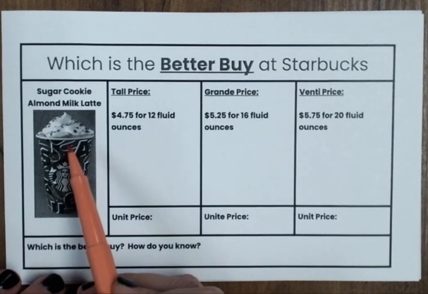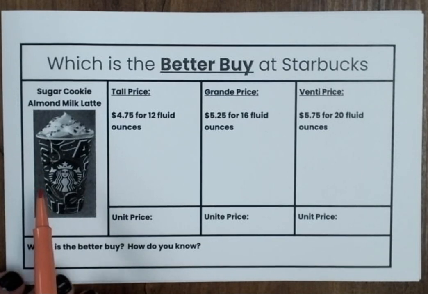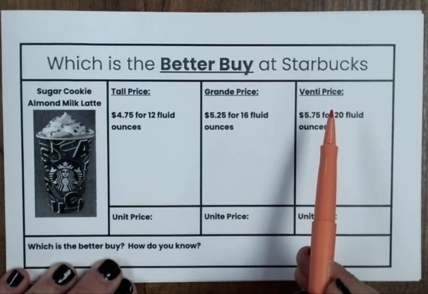At Starbucks. So we have one of our new holiday drinks here. It's a sugar cookie almond milk latte. And we want to know, what is the better buy for us? Is it the tall, the grande, or the venti?